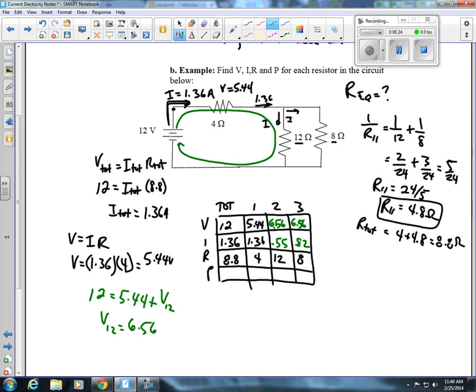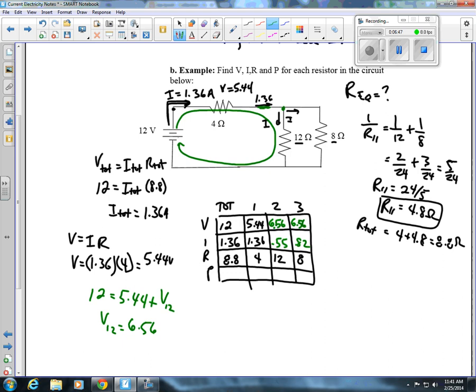Now, there's a check here. What I notice is, whatever current here, the 1.36, gets split into those two at this junction. So those two going out have to add up to the 1.36 going in. And if I do that, I get 0.82 plus 0.55, and I get 1.37. Now we've done some rounding, so that's why they're not exactly the same, but it does check out.